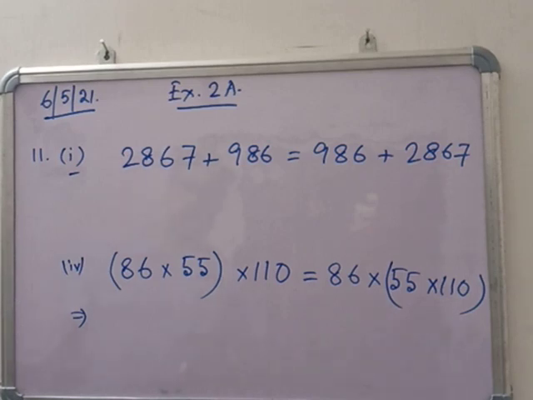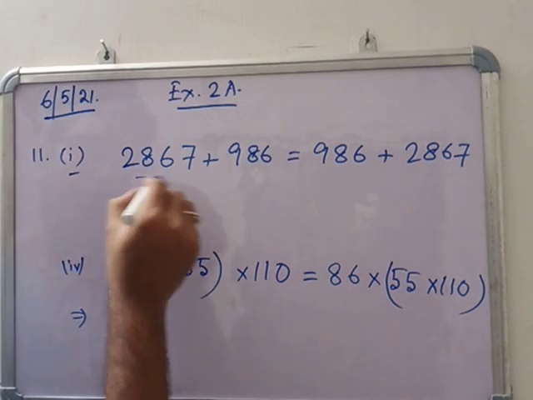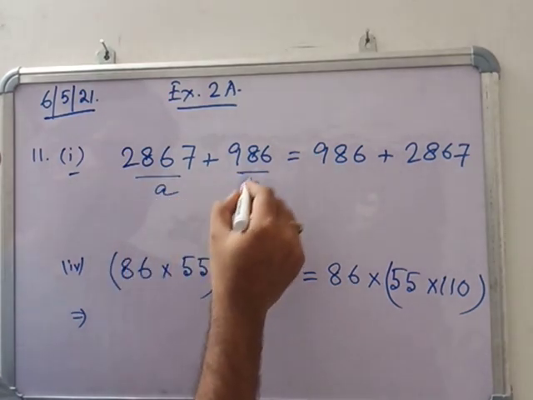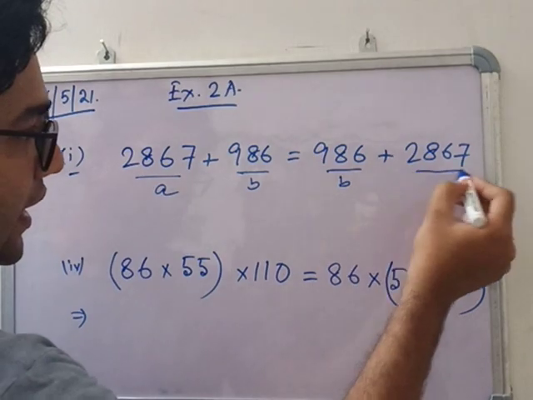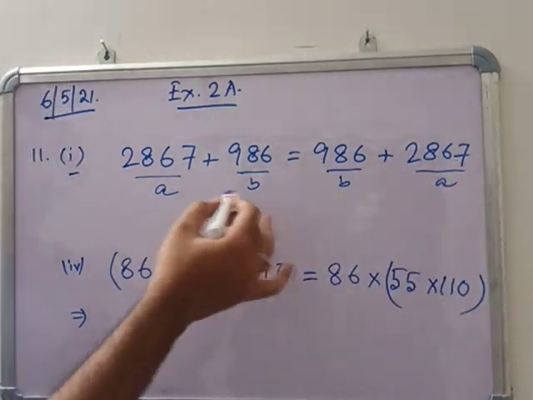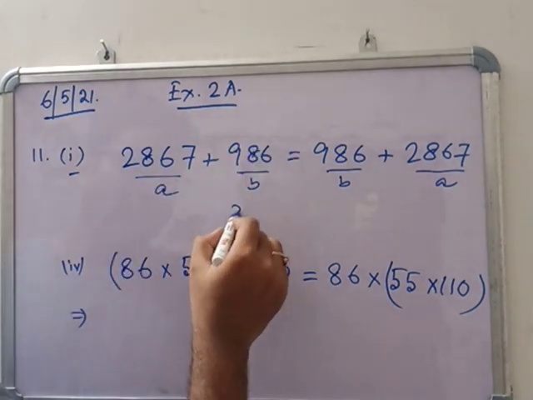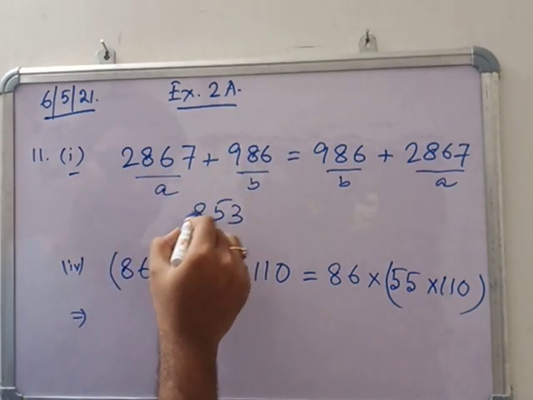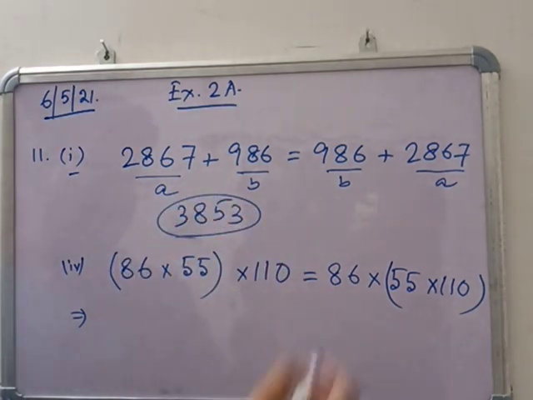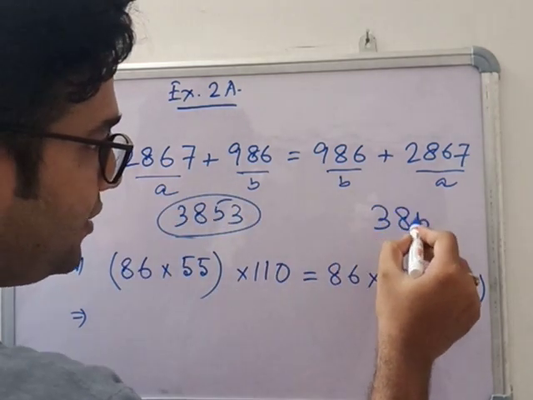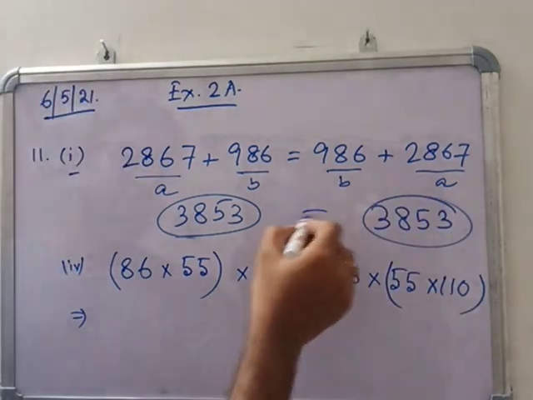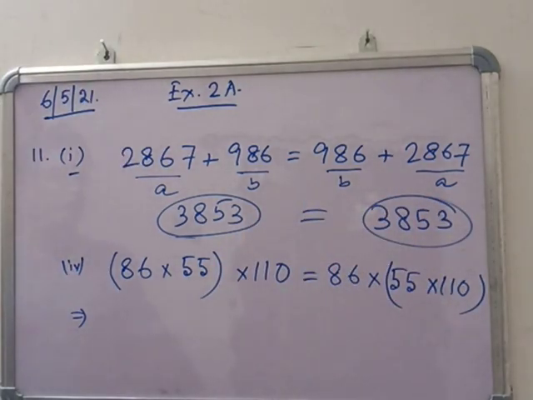Now in 11(1), verify each of the following. For verification, in number 1, if this is A and this is B, then this is B and this is A. So that means the commutative property: A plus B equals B plus A. Now if we add, we get 3853. Similarly, this is also 3853. That means these are equal, so this is verified. So A plus B equals B plus A holds here.